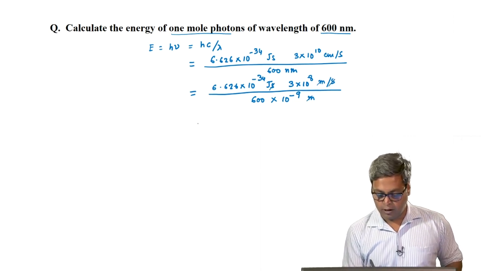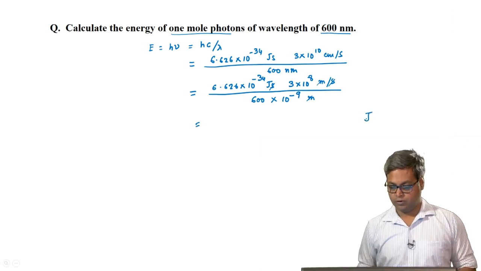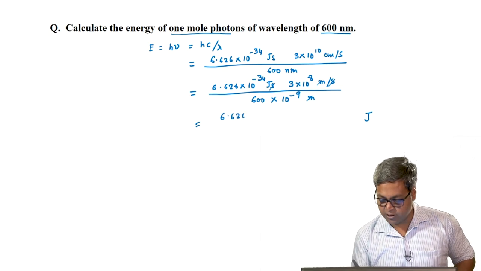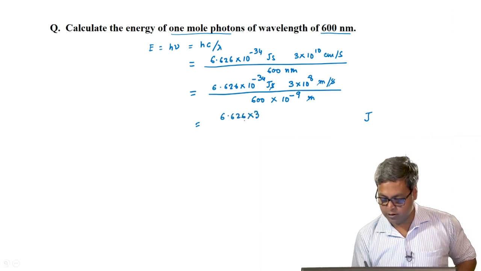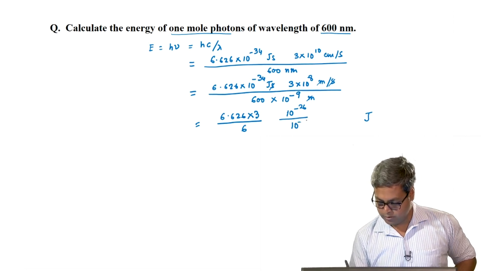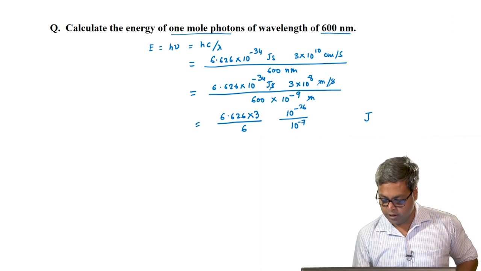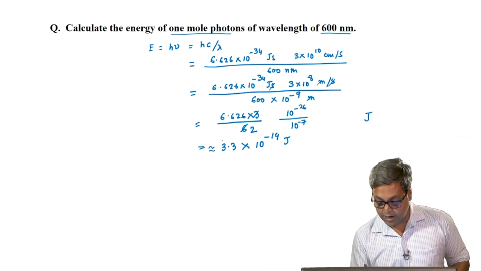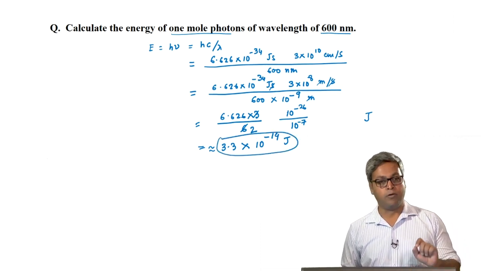So, the final unit will be in joules. So, we have 6.626 times 3 by 6, and on top we have 10 to the power minus 26, below we have 10 to the power minus 7. So, we can cancel 3 and 6. Approximately, we get 3.3 times 10 to the power minus 19 joules. But this energy that we get is the energy of one photon.